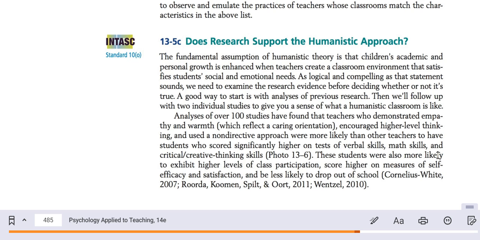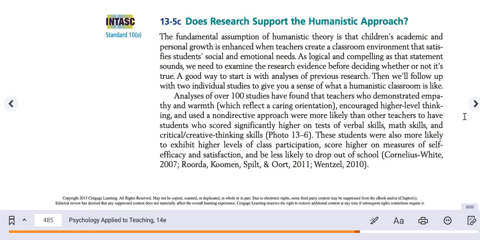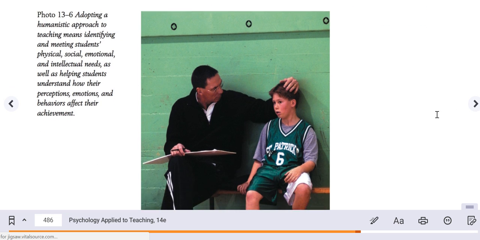Analysis of over 100 studies has found that teachers who demonstrated empathy and warmth, encouraged higher level thinking, and used a non-directive approach were more likely than other teachers to have students who scored significantly higher. They were also highly likely to exhibit higher levels of class participation, score higher on measures of self-efficacy and satisfaction, and be less likely to drop out of school.